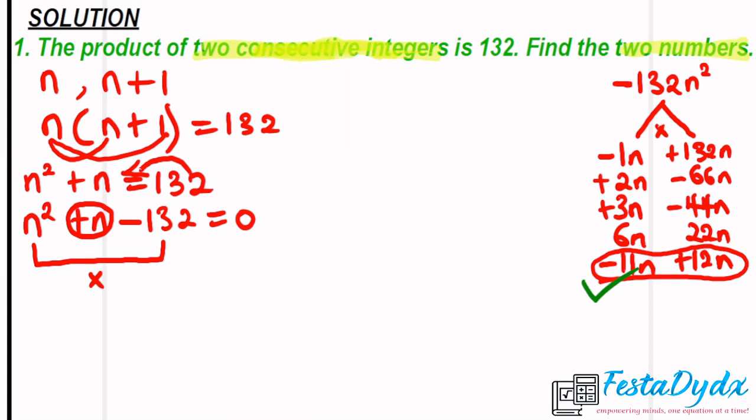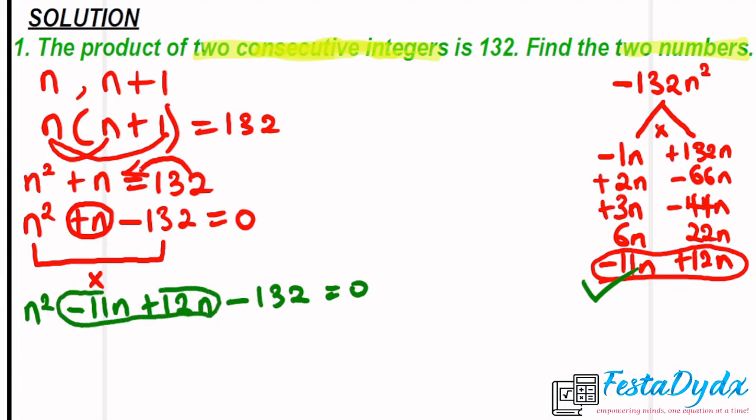Now the next thing we have to do is rewrite this equation, n squared, and replace this plus n with minus 11n plus 12n. So here we have n squared minus 11n plus 12n minus 132 equal to 0. If you look closely, we've been able to use this to replace plus n.